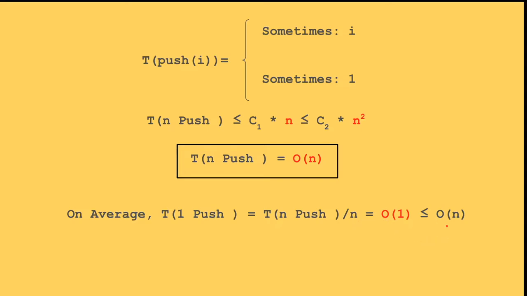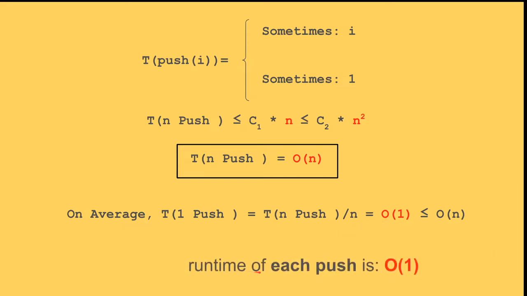Compare this to what we found earlier, which is O of n. This is a significant difference. This is a much tighter upper bound, which is now useful, and is constant. Now we have proved why pushing onto an array actually takes constant time, O of 1.